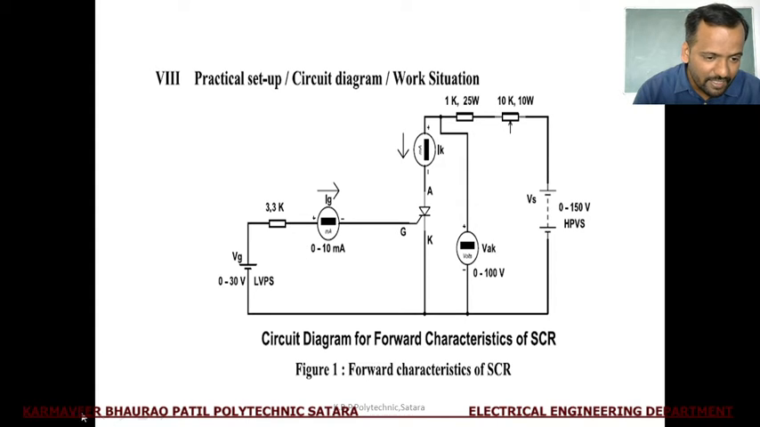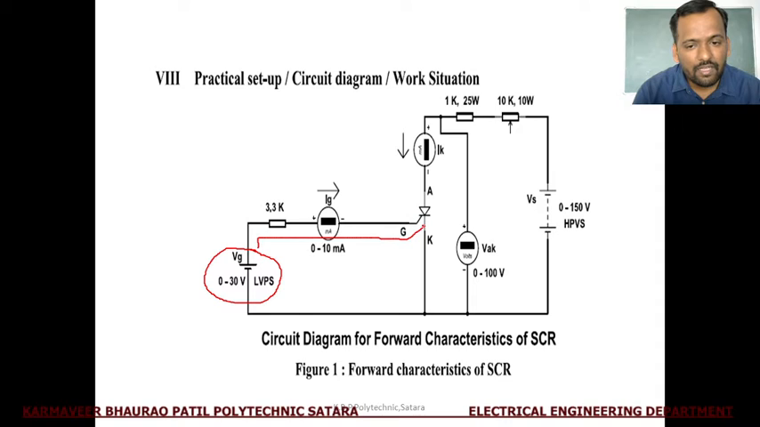Now if we see this diagram, you can see that here DC supply is connected. This DC supply is given to the gate terminal through this 3.3 kilo ohm resistance. This resistance is known as the current limiting resistance. Now how much current will go to the gate terminal? It is measured by this ammeter.